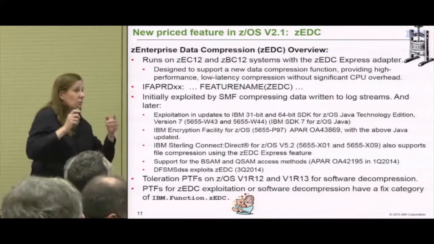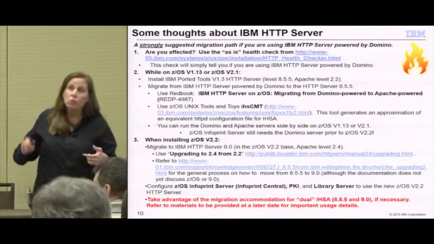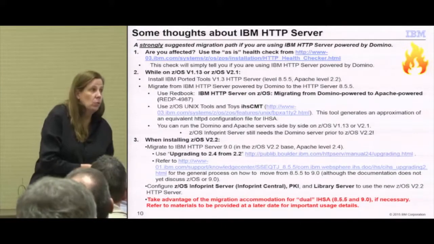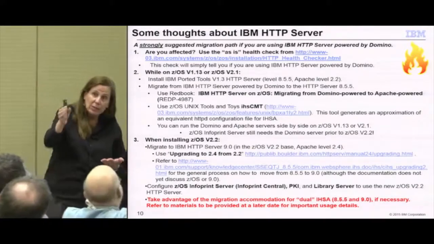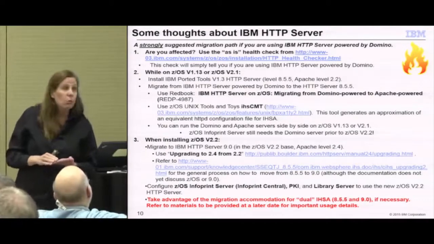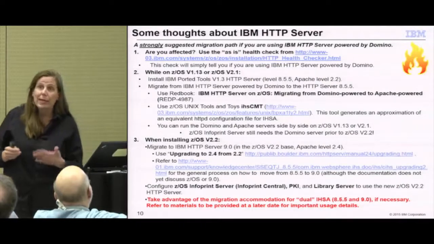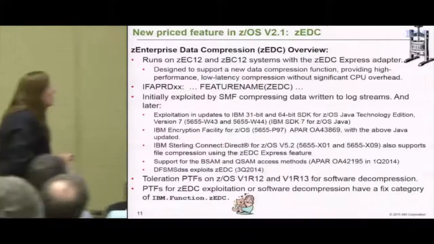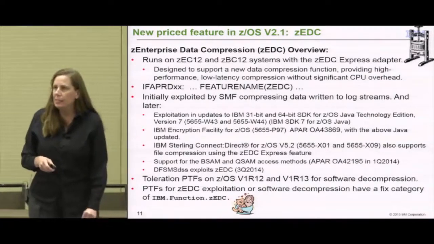I really want this IBM HTTP Server Domino removal to be handled today on 13 and 2.1. Actually, if you're on 13 and you're still migrating to 2.1, I would say that this is still a migration action for you to 2.1, even though it doesn't actually become required until 2.2. It's that important.